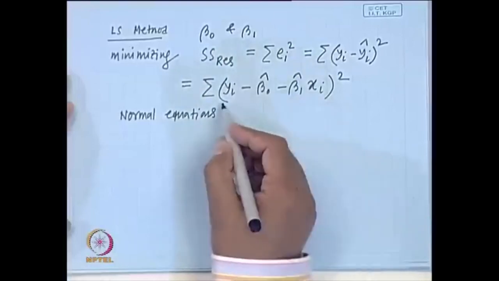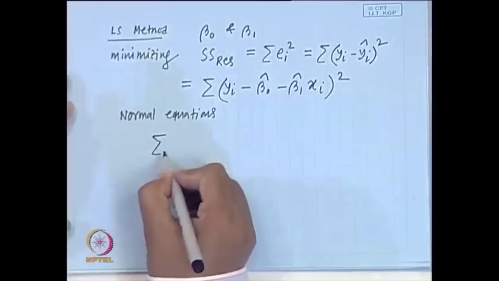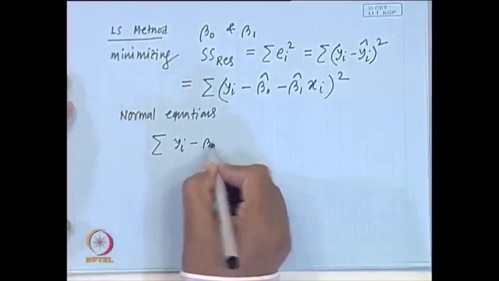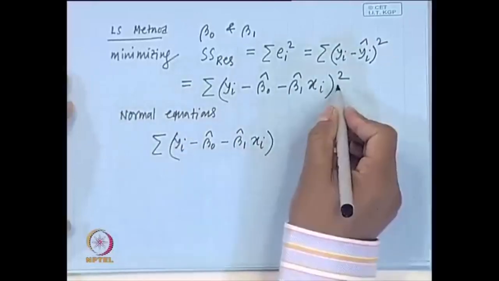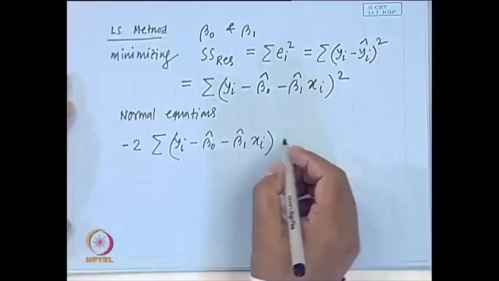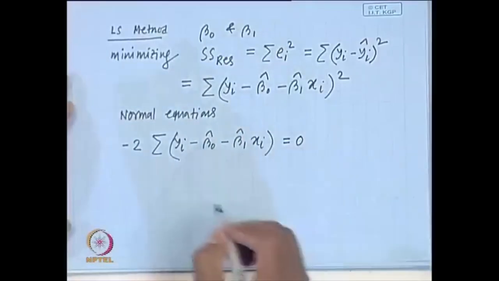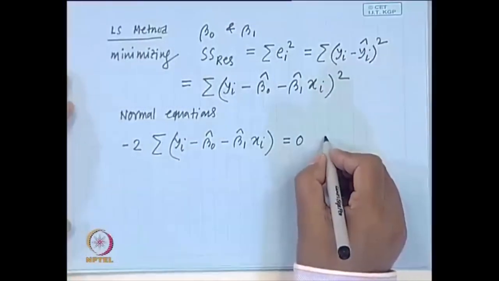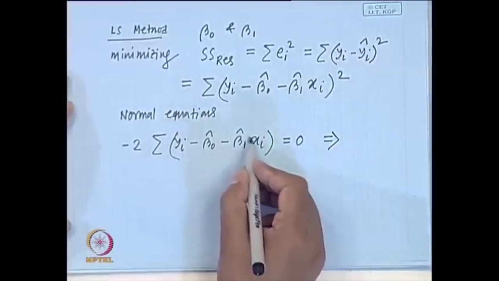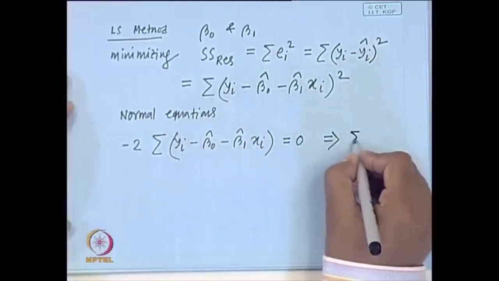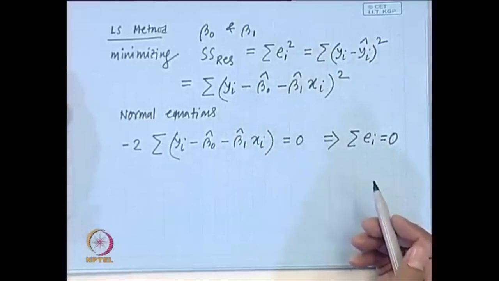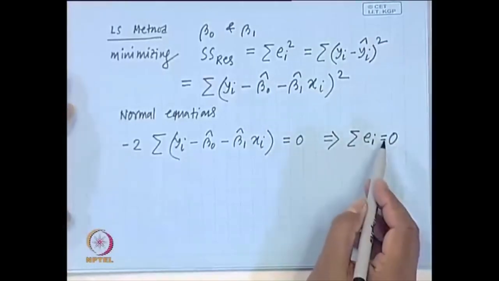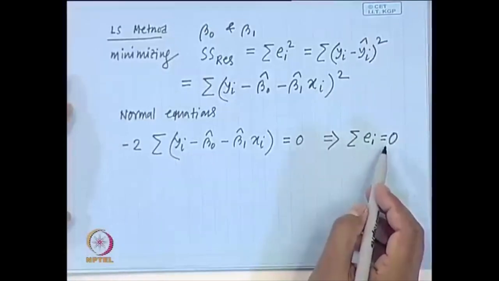For the first normal equation, you differentiate SS residual with respect to beta naught hat, that gives the summation of (y_i minus beta naught hat minus beta 1 hat x_i), 2 times of this, and one negative sign here. We equate this to 0. This is nothing but y_i minus y_i hat, so this is nothing but the summation of e_i equal to 0. So the first normal equation says that the sum of the residuals is equal to 0.